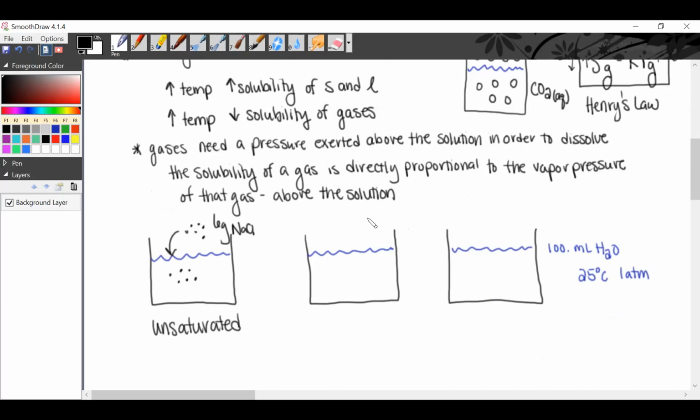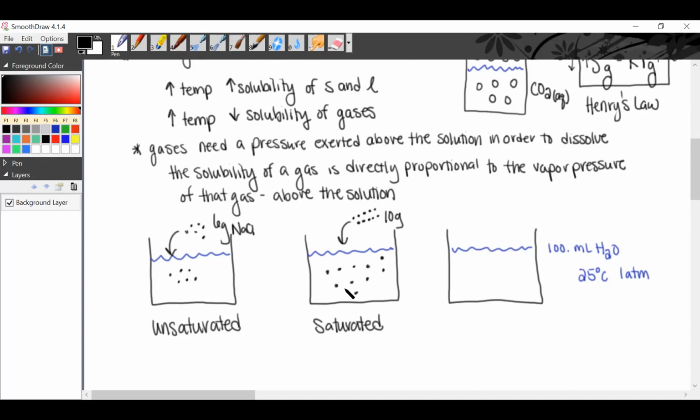If I were to dissolve 10 grams, 1, 2, 3, 4, 5, 6, 7, 8, 10 grams, all dissolved, this would be a saturated solution.